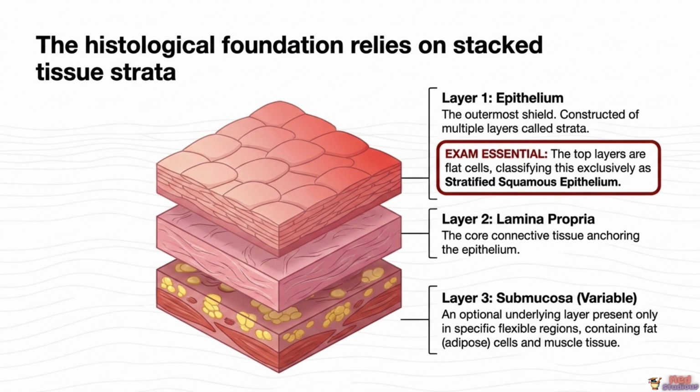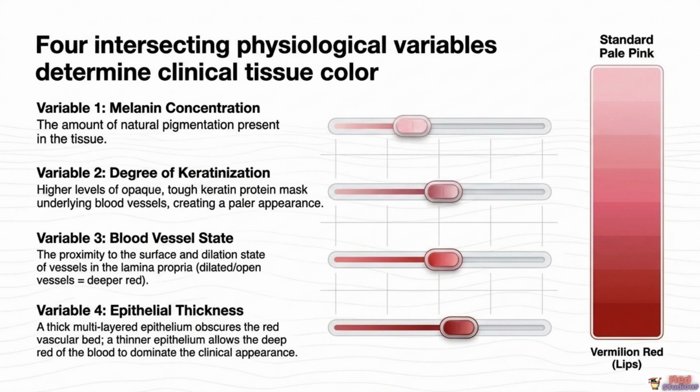Layer 2 is the lamina propria, the core connective tissue layer anchoring the epithelium from below. It is rich in collagen and elastic fibers, blood vessels, lymphatics, and nerve endings. Layer 3 is the submucosa, a variable, optional layer present only beneath flexible mucosal regions. It contains adipose cells, glandular tissue, and muscle fibers that allow the mucosa to move independently of the underlying bone or cartilage.